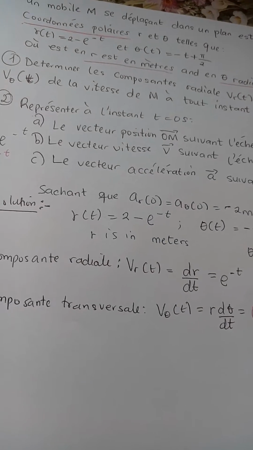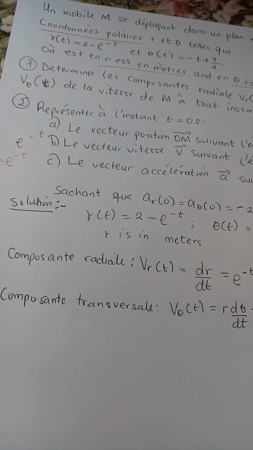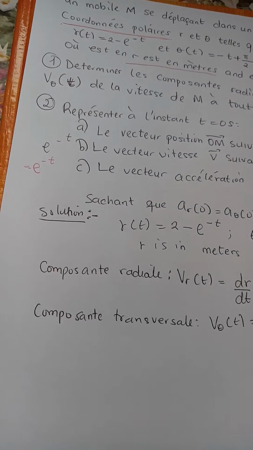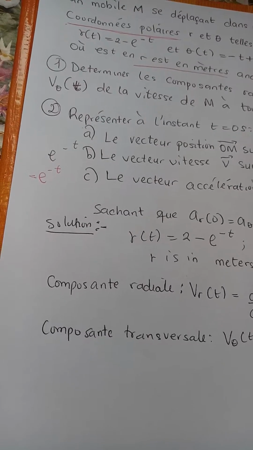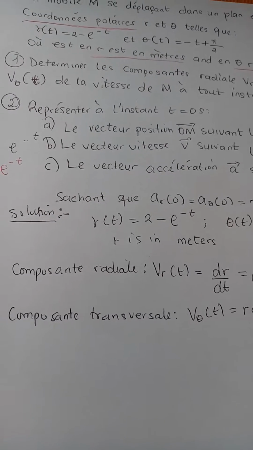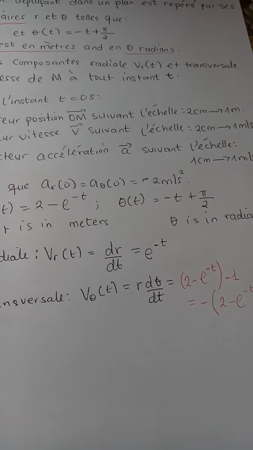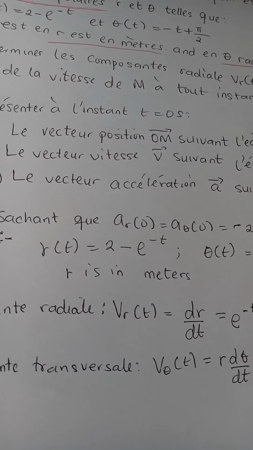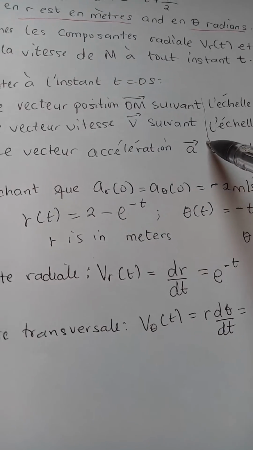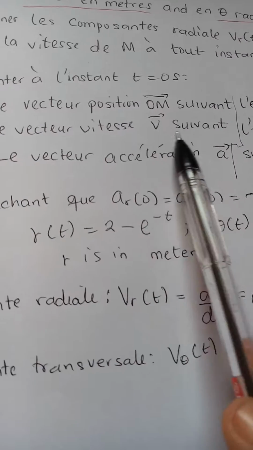Now we are done with answering the first part of the question, where it says determine the radial and transverse components. The second part of the question is to represent, at the instant t equals 0 seconds, the position vector OM using the scale 2 meters to 1 meter. For now we are going to be concerned about answering this part. Of course we are going to draw it, but let's first do our calculation.